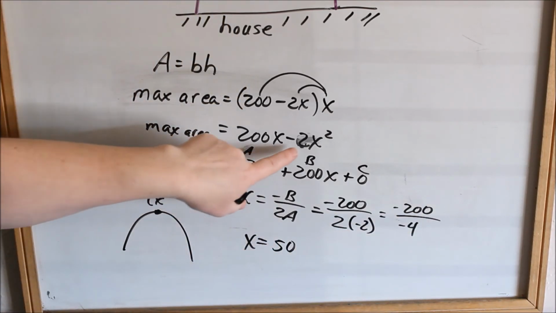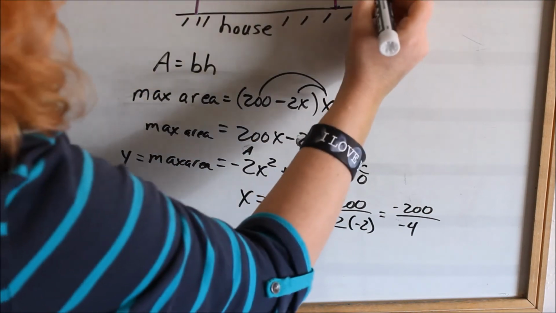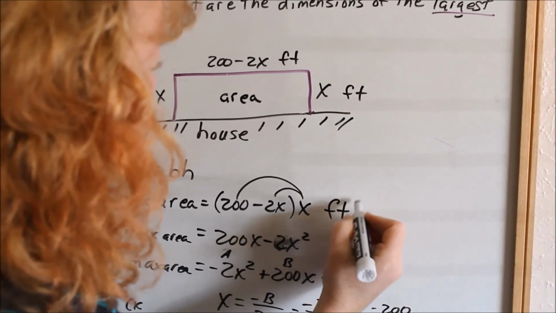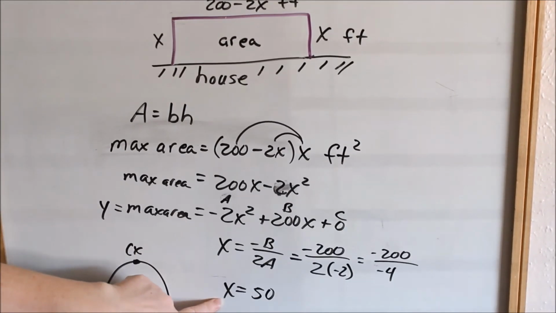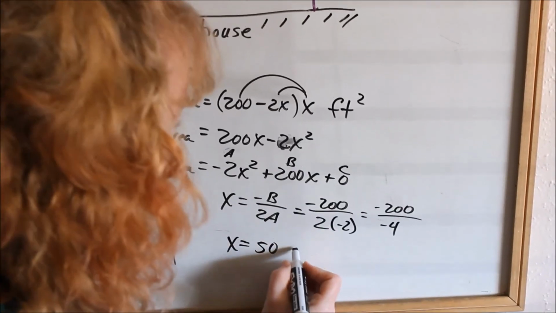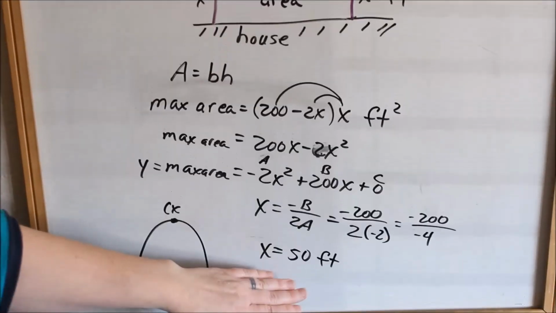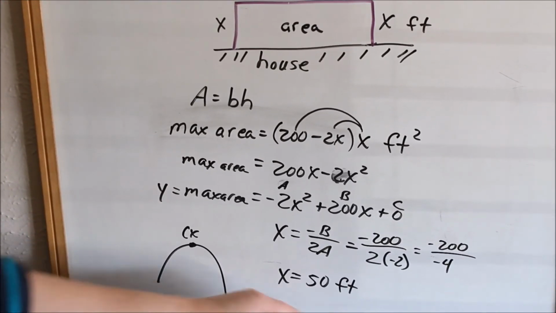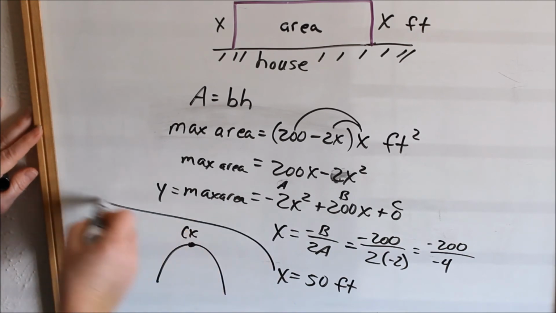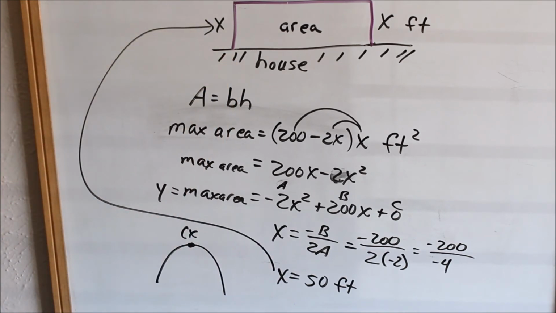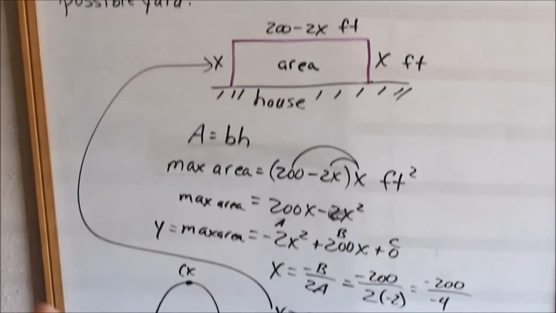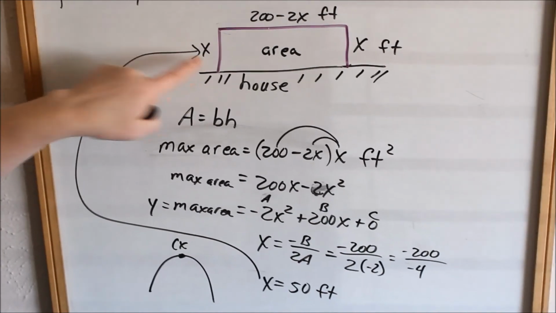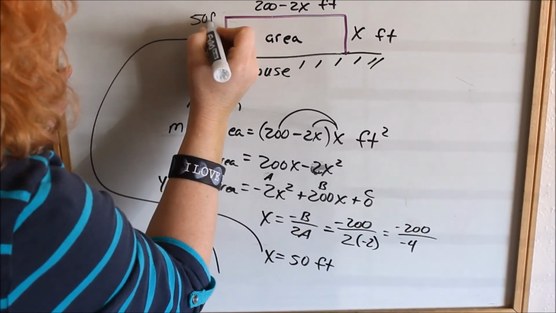And when we found a maximum area, these were all in feet. That was feet, feet. And so our maximum area, this was really square feet. So when I found my value of x, this is going to tell me the number of feet. Now, what did this represent? If you go back to your picture, it will help you. We said x is going to represent that dimension right there. So now I know to get the maximum area of a play yard, this dimension needs to be 50 feet.